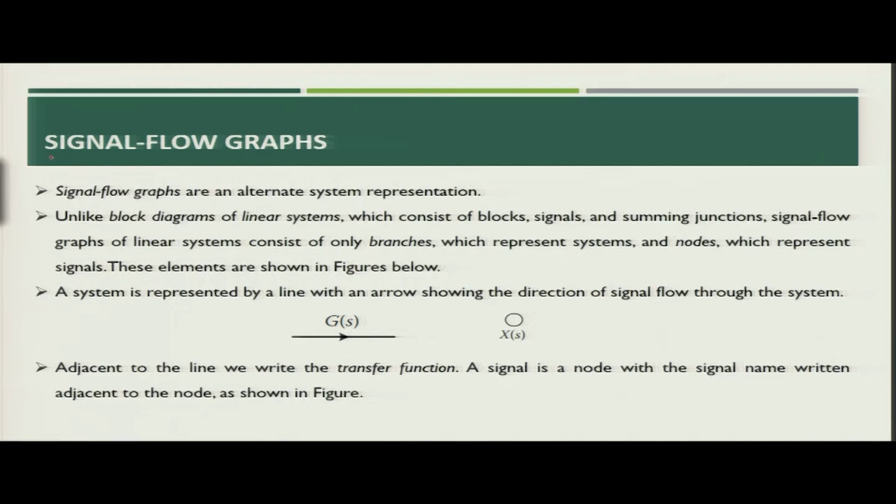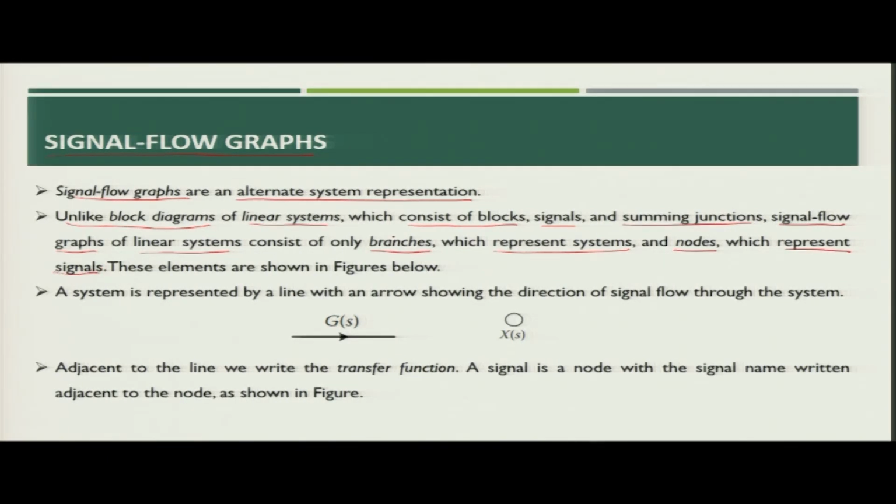Now, let us talk about another graphical representation of the system, that is the signal flow graph. Signal flow graphs are also an alternative system representation. Unlike the block diagram which we discussed for the linear system, which consists of blocks, signals and summing junctions, in the case of a signal flow graph for the linear system we will see only branches which represent the system and nodes which represent the signals.